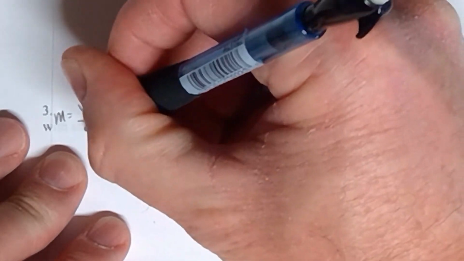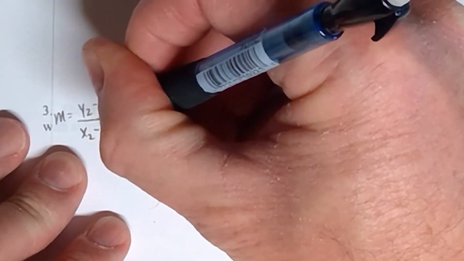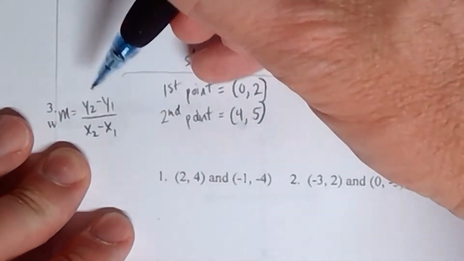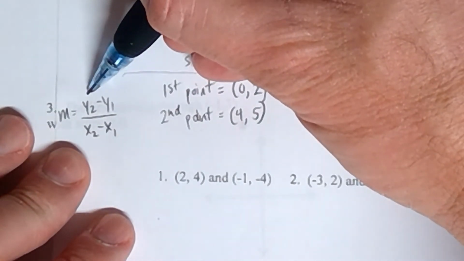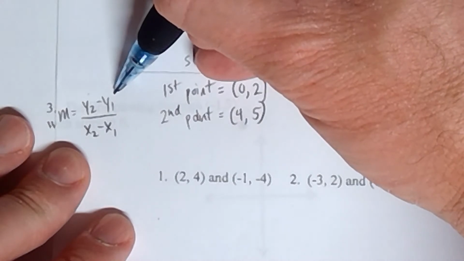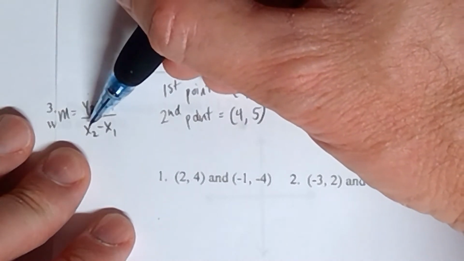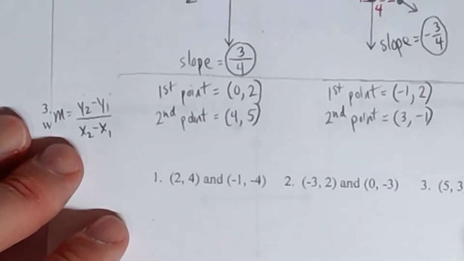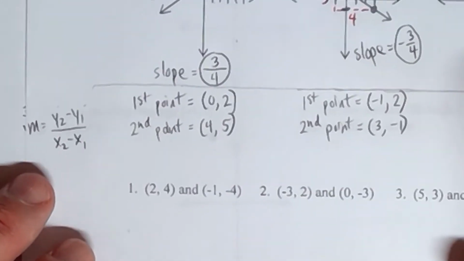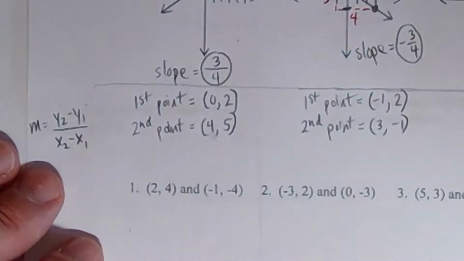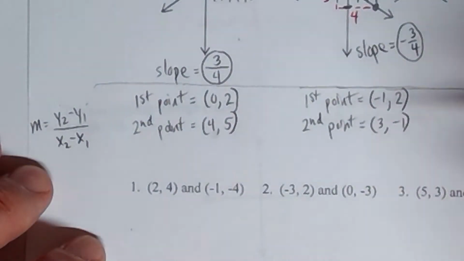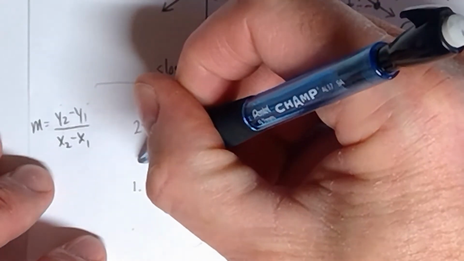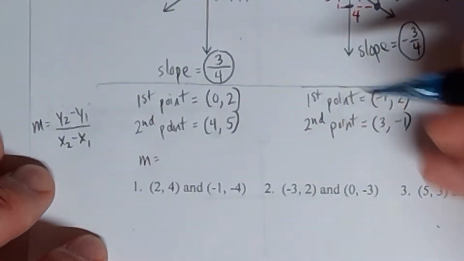What this says, I'm just rewriting what's at the top of the page. Same thing. This is saying to take the second y value minus the first y value. That's on top. And then down here, the second x value minus the first x value. Make sure that the y's are always on top. The y's are always on top. Okay? But if I did that, what would I get here?